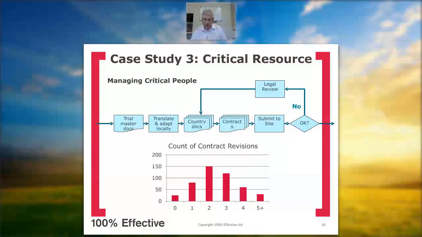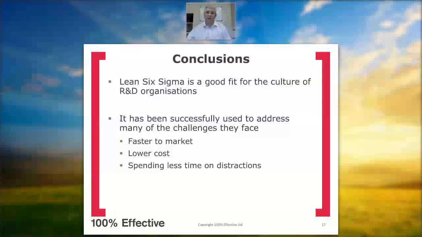Completing a Lean Six Sigma project which meets the business objectives quickly requires a green belt or a black belt to have good influencing and change management skills, as well as skills of hard analytical rigour. In conclusion, I hope I've demonstrated today that the concepts behind Lean Six Sigma are very compatible with the way R&D organizations function, and that applying them can bring enormous benefits. Faster to market, lower cost, and freeing more time to spend on value creating tasks.